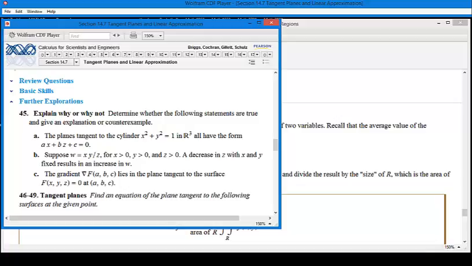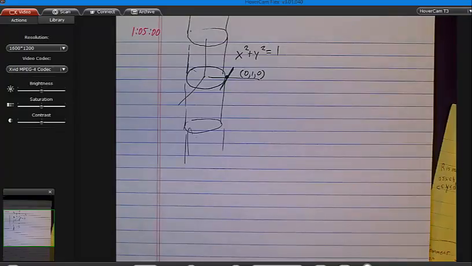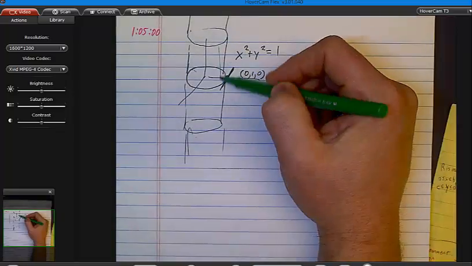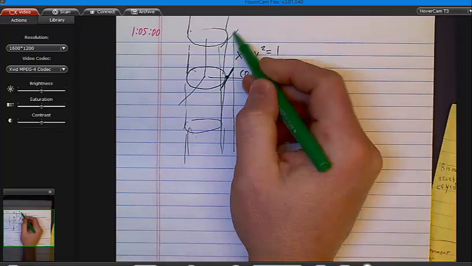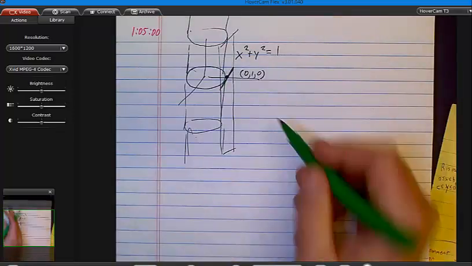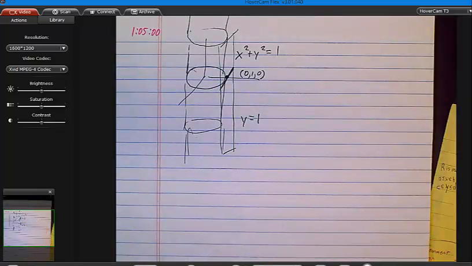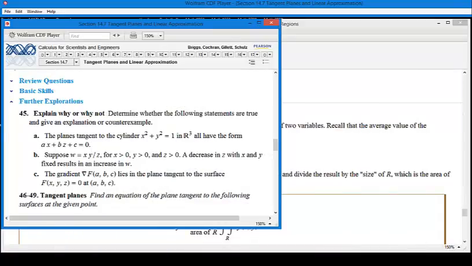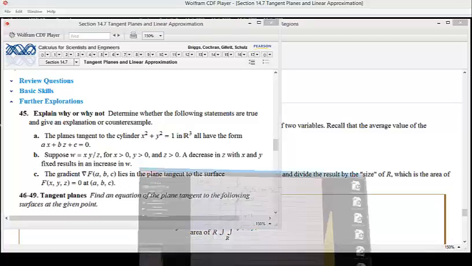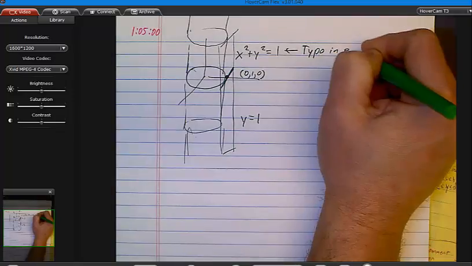Let's think about this. Suppose we're at the point 0, 1, 0. The plane that's tangent to it would have to have the equation y equals 1, since x could be anything and z could be anything. That makes no sense, because if it's x squared plus y squared equals 1, there's no y. I agree. So I have a typo in the e-book. Sorry about that.